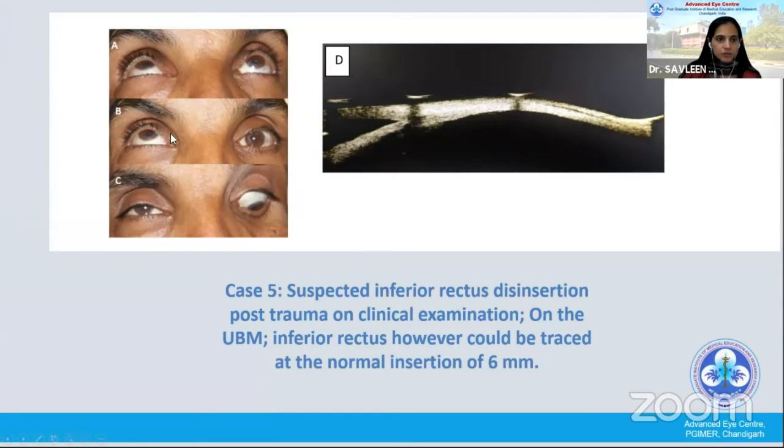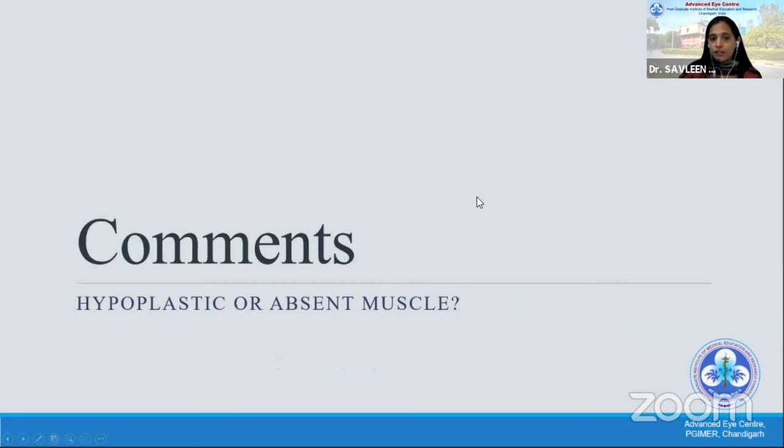This patient also presented with trauma, and there was a large right hypertropia, and elevation and depression was practically absent. So again, we were suspecting maybe, because of the trauma, inferior rectus is gone. And on the UBM, we saw that, okay, yes, the inferior rectus is there at 6 millimeters. So at least it's not the absent muscle. So we can obviously plan surgeries also according to that.